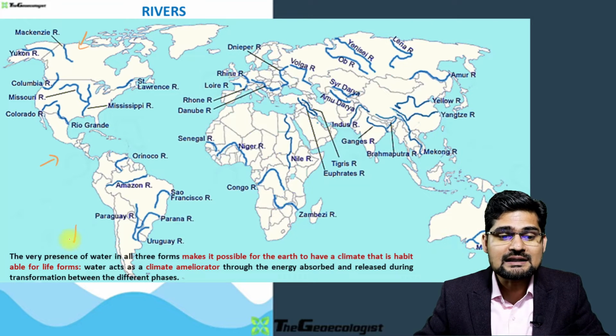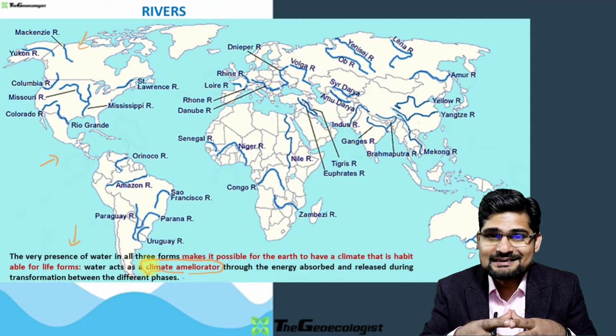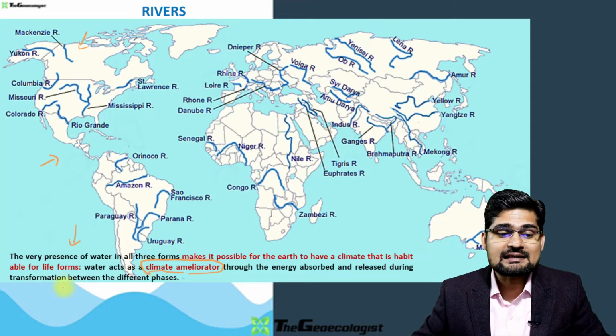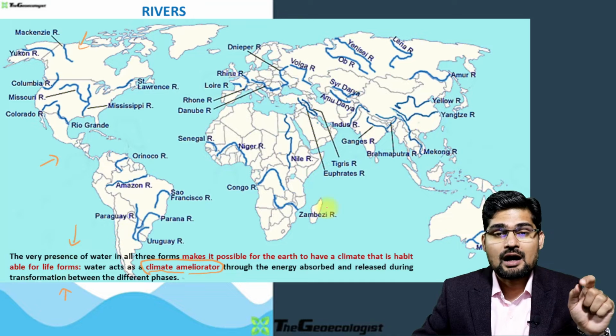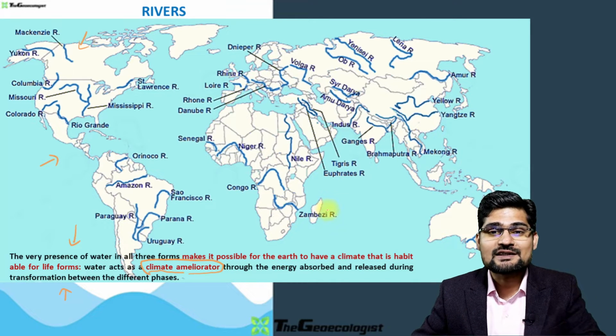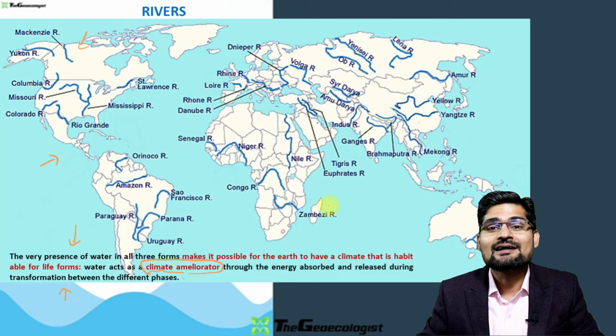Now, looking into this, the word here is that it is a climate ameliorator, the basic regulator of life forms on Earth, isn't it? Without water, we cannot imagine life. That's why we say that all the forms of water are very important for our habitat. And that's why we observe that it's a very human-centered concept of hydrology that we also talk about in geography.